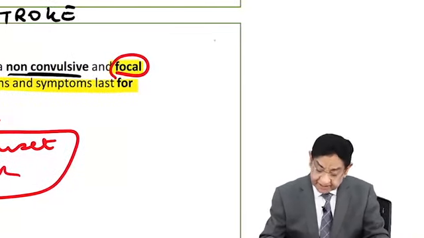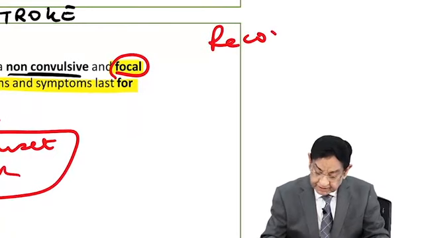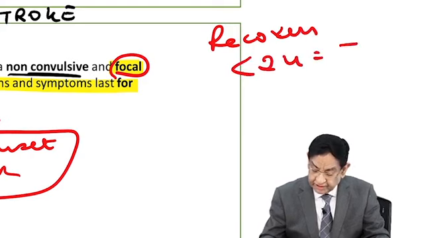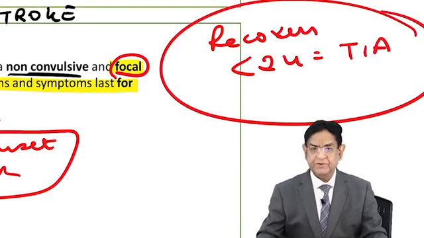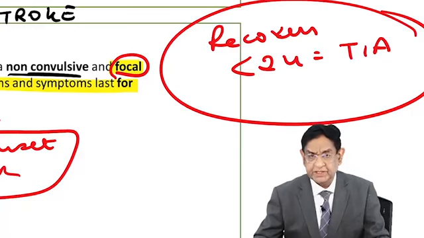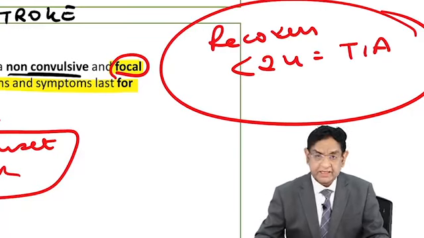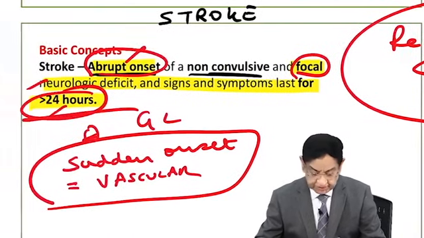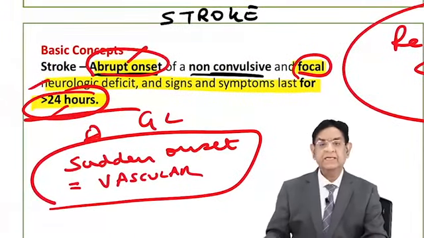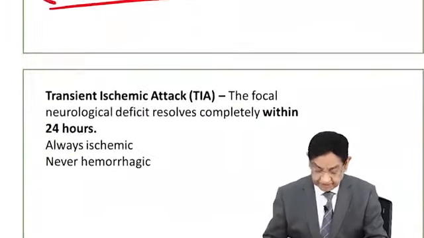But if it recovers within 24 hours, then we call it transient ischemic attack, TIA. The only difference between the TIA and stroke is duration of recovery. Less than 24 hours is TIA, more than 24 hours is stroke, right? Understood. Let's learn more basic concepts about stroke.